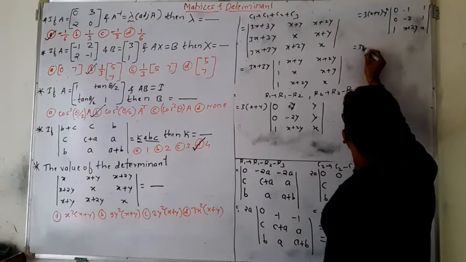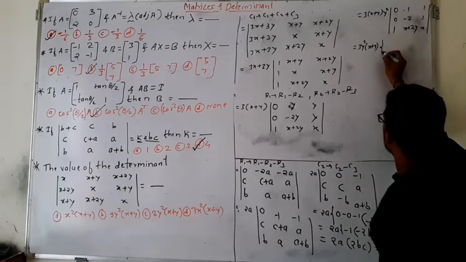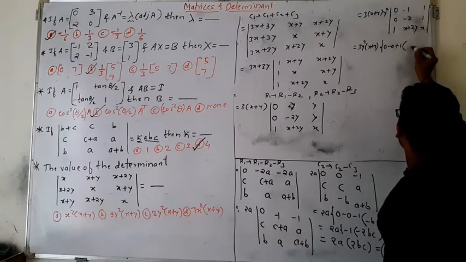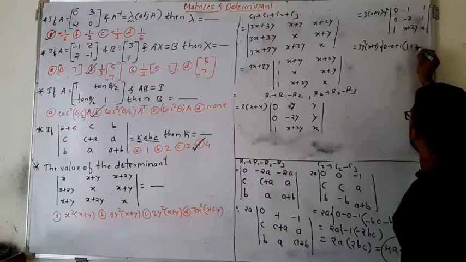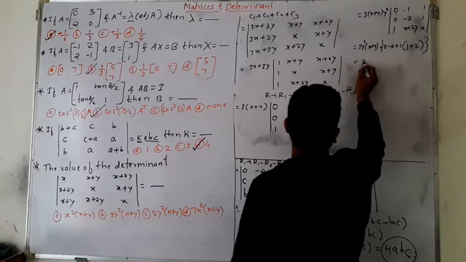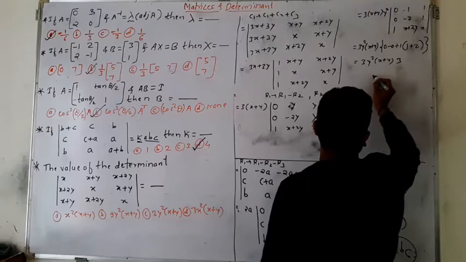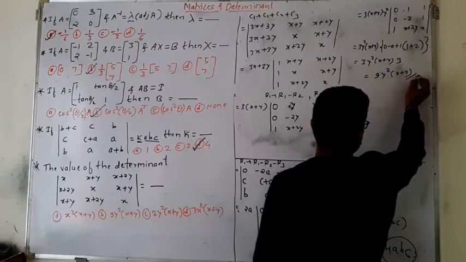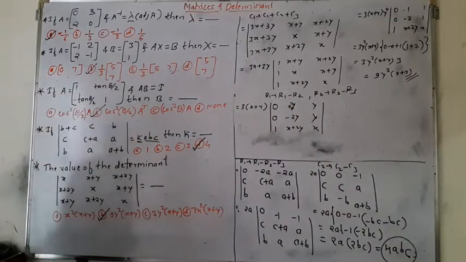Now expand the determinant with first column because having two zeros. So 0 minus 0 plus 1 into, leaving the first column, third row, 1 into 1, 1 minus 2 into 1 is minus 2, but it becomes plus 2. Okay. So which is equals to 3y square into x plus y. 1 plus 2 is 3, 3 into 1 is 3. So therefore 3 3s are 9, y square into x plus y. So option which will be correct? I think option B will be correct. That is 9y square into x plus y.